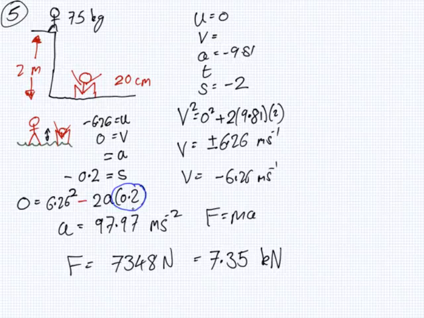So if I just change that to 0.10, I get the answer for the second situation. In fact, changing that to 0.10 will have the effect of making this twice as big. So the answer will be 14.70 kilonewtons.